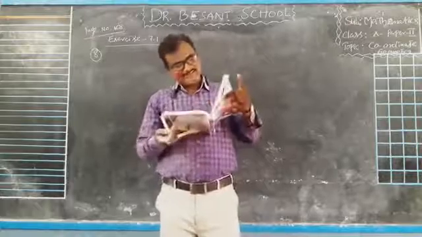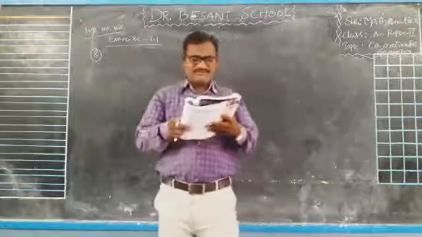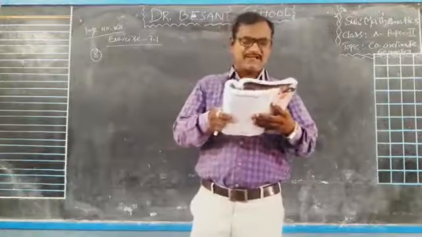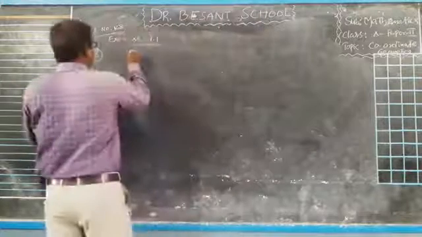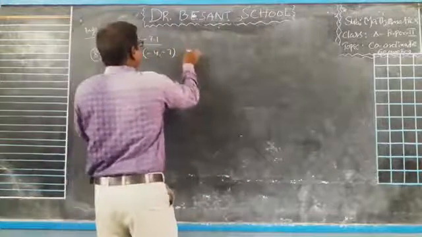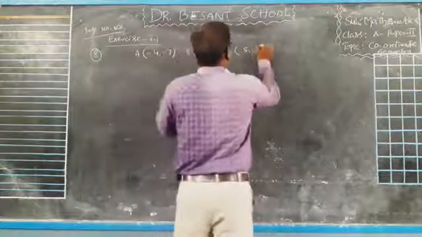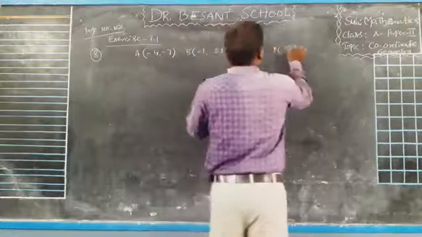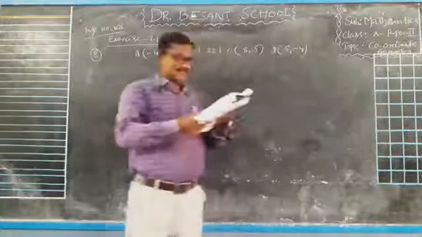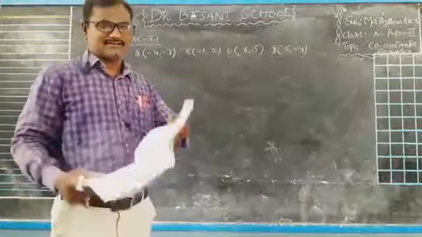Show that the points (-4, -7), (-1, 2), (8, 5), (5, -4) taken in order are the vertices of a rhombus and find its area. So what are these points? Capital A (-4, -7), capital B (-1, 2), capital C (8, 5), capital D (5, -4) taken in order are the vertices of a rhombus. We need to show these vertices form a rhombus and also find its area.